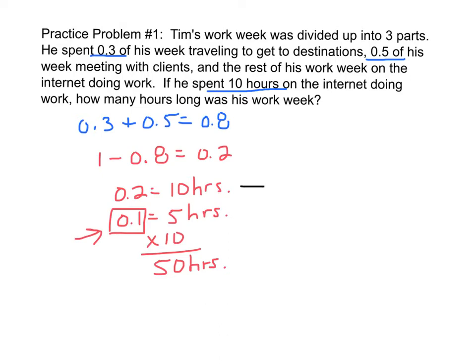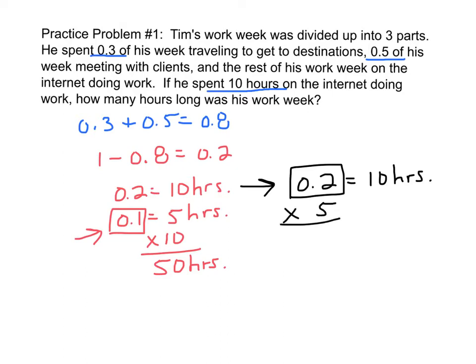Another thing that I could do when I get to this particular point, if I know that 0.2 of his work week is 10 hours altogether, I know that there are 5 sets of 0.2 in the entire work week, because 0.2 times 5 gives me 1. So I could have just taken the 10 hours and multiplied that by 5, and once again get 50 hours. Once again, there are all sorts of different ways of doing this. You may have done it a different way, and that is certainly fine as long as you have the correct answer.